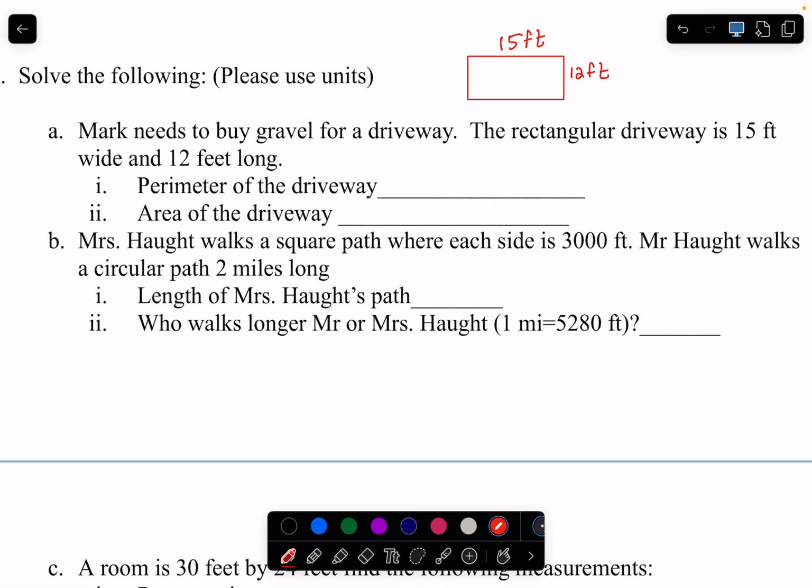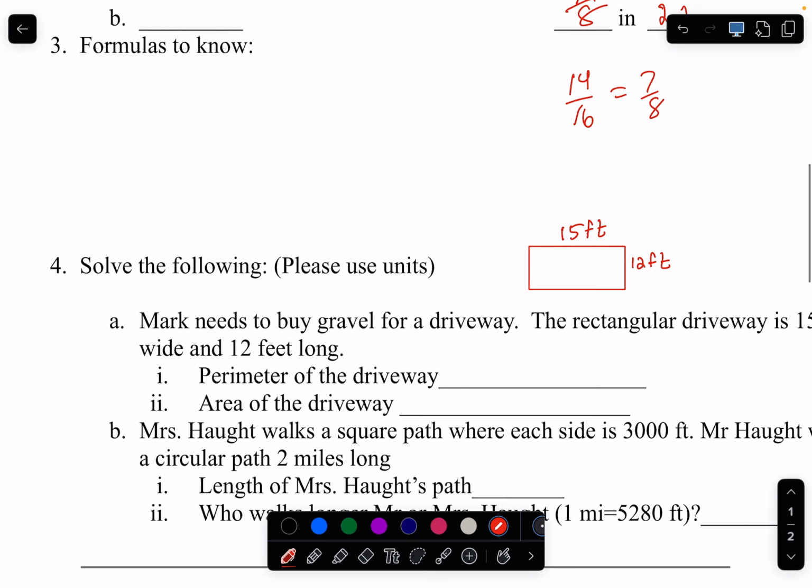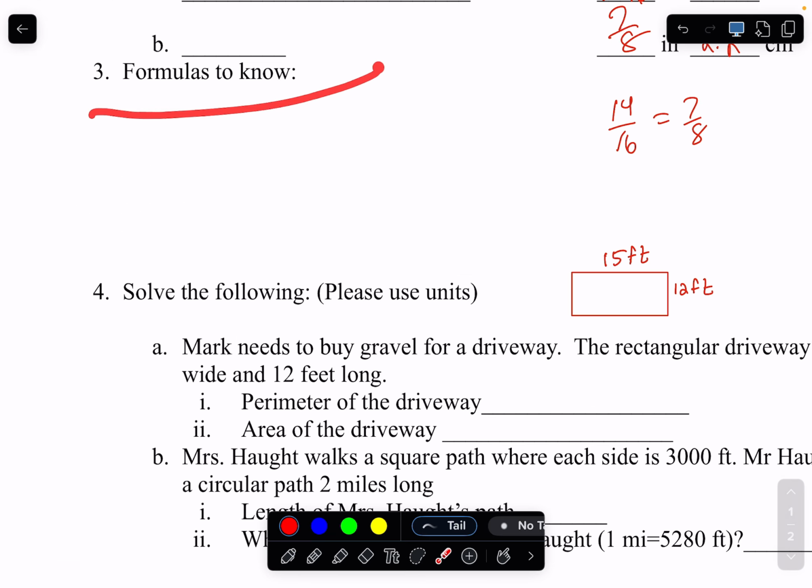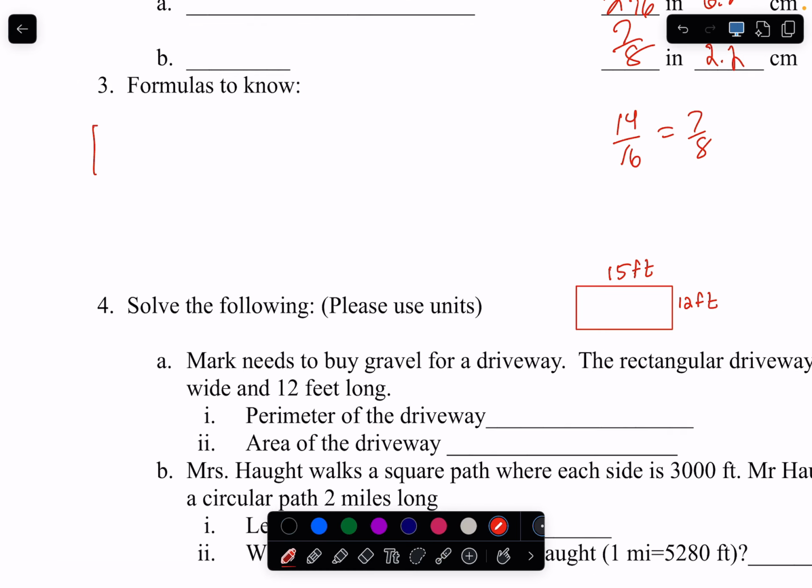Okay. So right above here, do you see where it says formulas to know? Okay. For us to do this problem, we need to find, or use, the perimeter of a rectangle, which is 2 times the length plus 2 times the width. So that is one formula to make sure that you memorize tonight if you didn't have it.